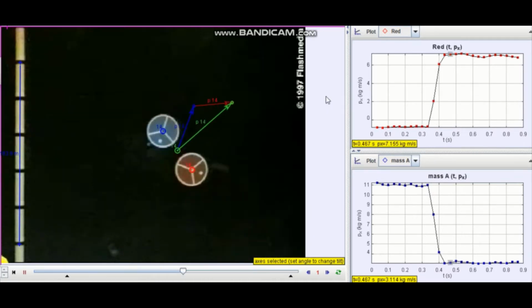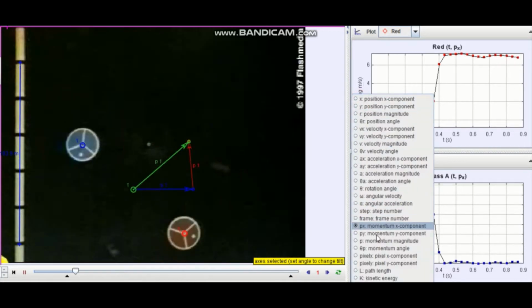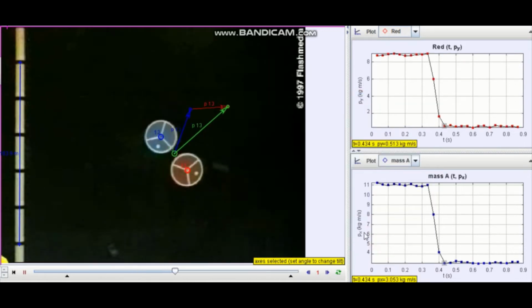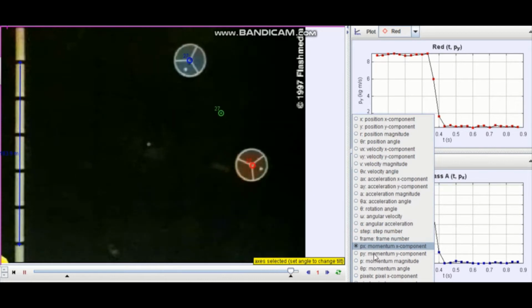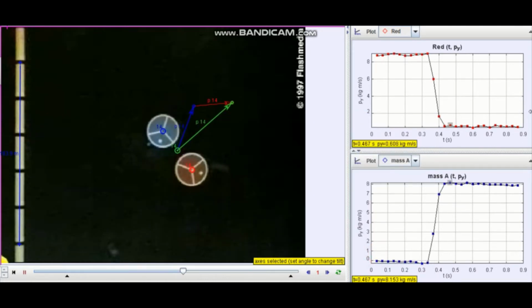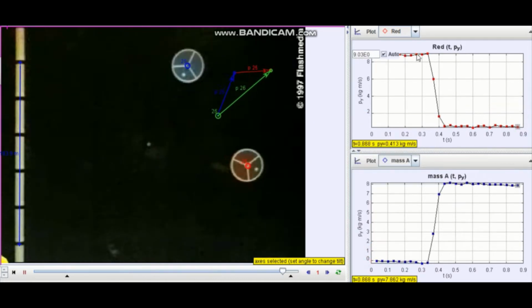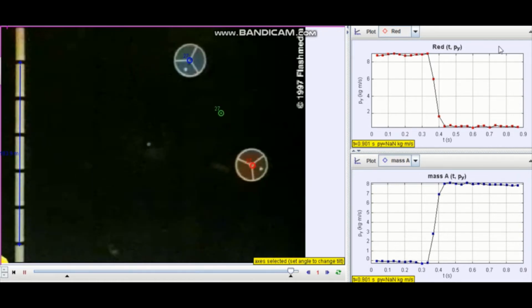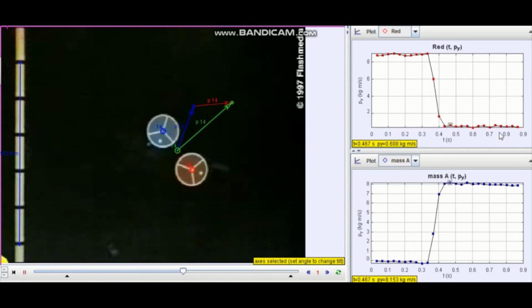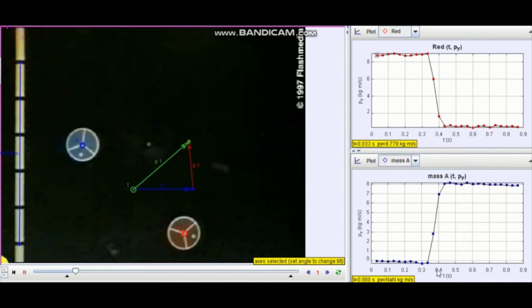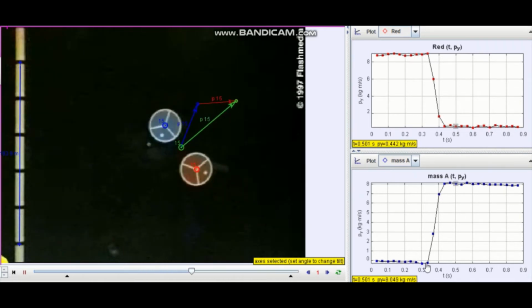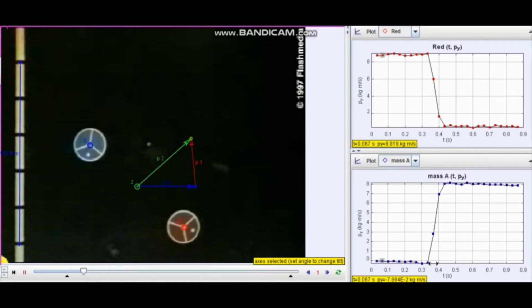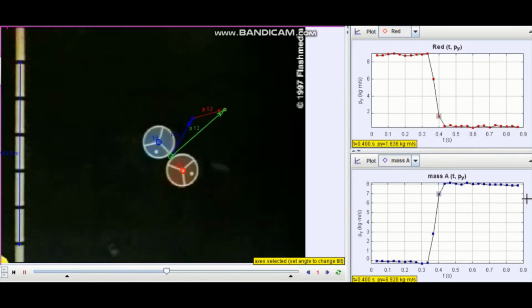collision. And if we change over to look at the vertical components of the momentum for each of the pucks, you'll see that the same thing is happening. This time though, the red puck has a lot of vertical momentum at the start before the collision, and afterwards almost none. And then the reverse is the case for the blue puck. It has almost no vertical momentum at the start, and then after the collision it has a lot of vertical momentum.